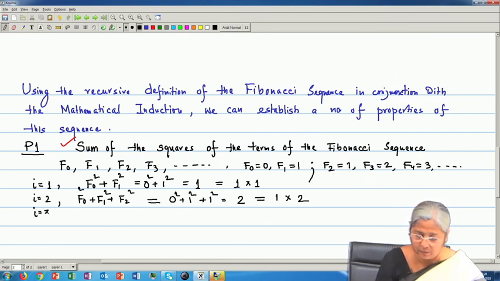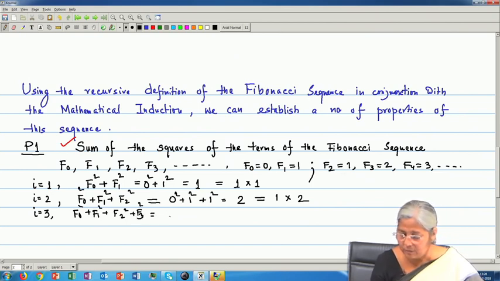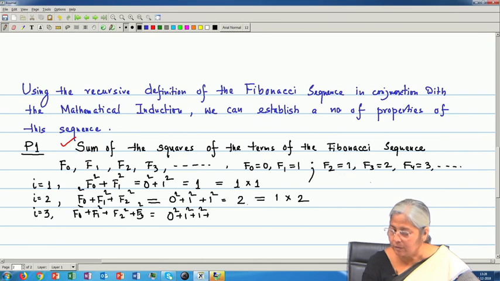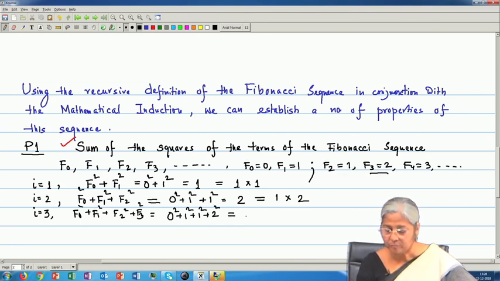Say i equal to 3. Similarly I can write f 0 square plus f 1 square plus f 2 square plus f 3 square is 0 square plus 1 square plus 1 square plus, my f 3 is 2, so 2 square. So, this becomes 6, which is 2 into 3.